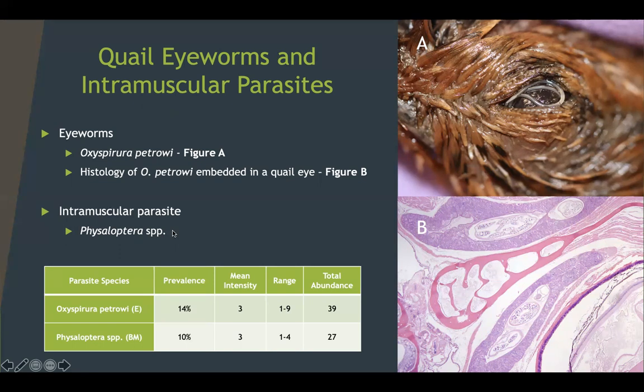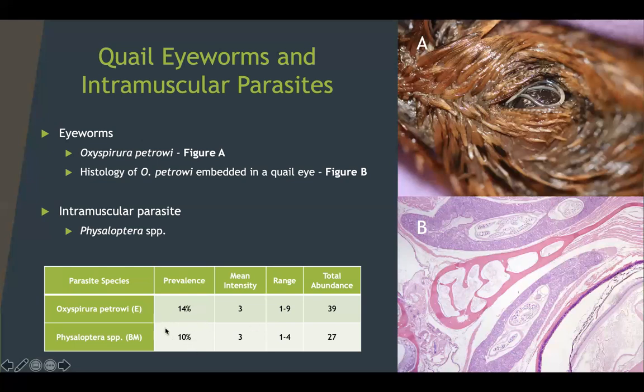As far as intramuscular parasites go, we had the Physaloptera species. Speciation is currently underway. With the eyeworms, we had a prevalence of 14%, a mean intensity of 3, and a range of 1 to 9. Interestingly enough, right next door in Texas, in some locations, they have a prevalence of 100%, a mean intensity of 23 worms per bird, and their range is anywhere from 1 to 100. So Oklahoma's quail are much less impacted and have a lower burden, a lower intensity, and a significantly lower prevalence than their neighbors in Texas.